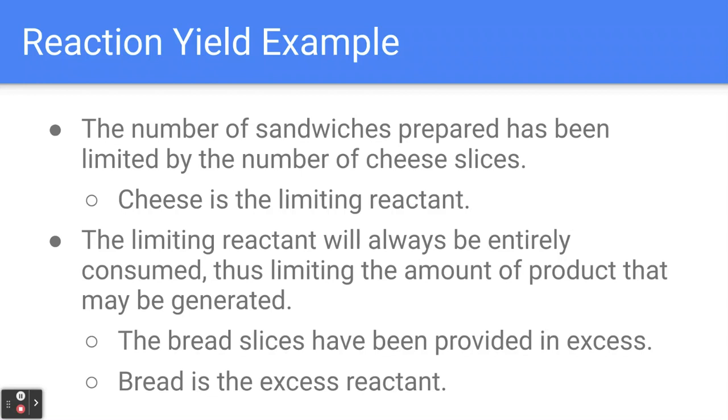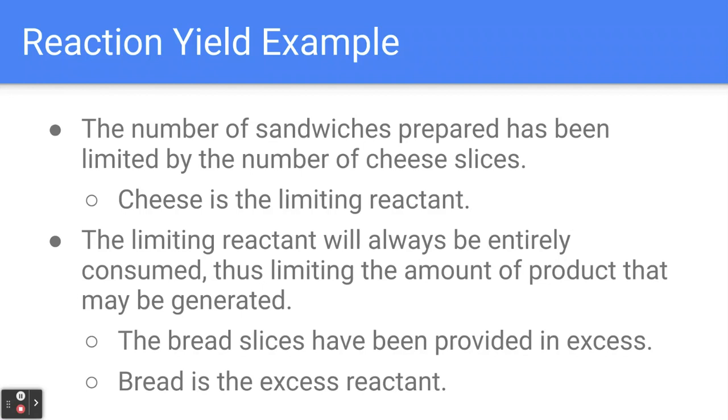We would call cheese the limiting reactant at this point. And the limiting reactant will always be entirely consumed. It's the thing that you have fewer of, and so it's going to stop that reaction from taking place. If we could, we'd like to make more sandwiches, but we can't because we're limited by those 11 slices of cheese. Now, the bread slices are what we call the excess reactant. That's because we have more of that thing.